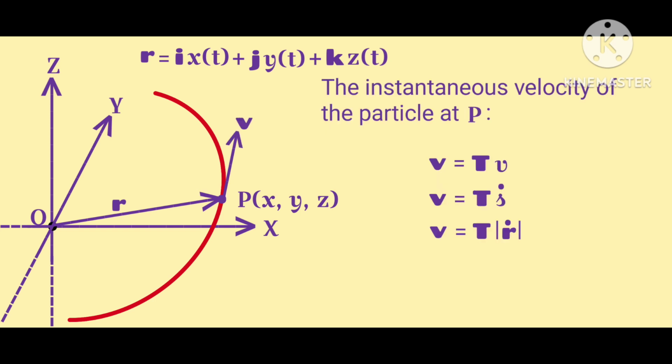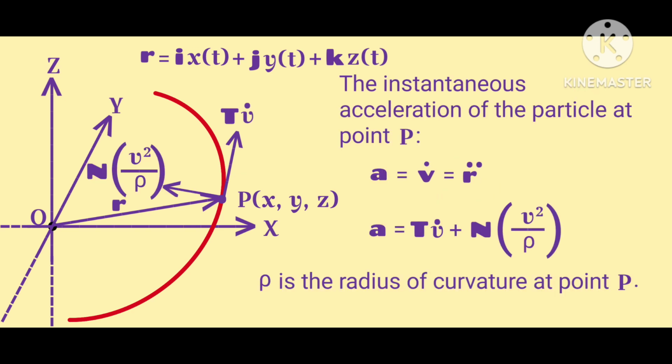The instantaneous velocity of the particle at point P can be expressed as follows. The instantaneous velocity is in the direction of the tangent drawn to the curve at point P as shown in the diagram. The instantaneous acceleration of the particle at point P is expressed as follows. The instantaneous acceleration is the rate of change in the instantaneous velocity.